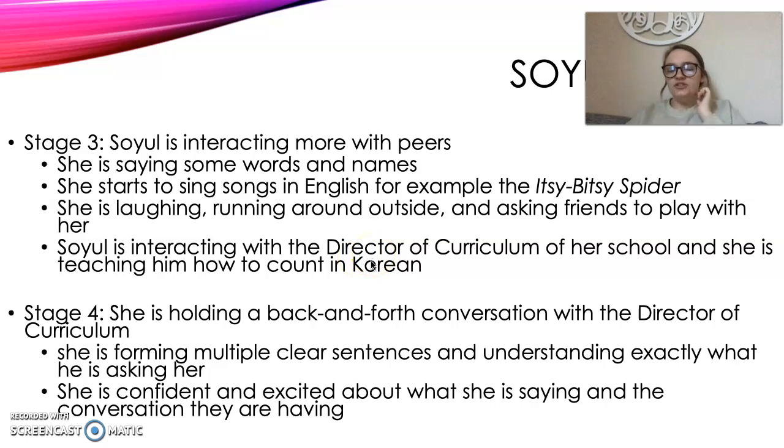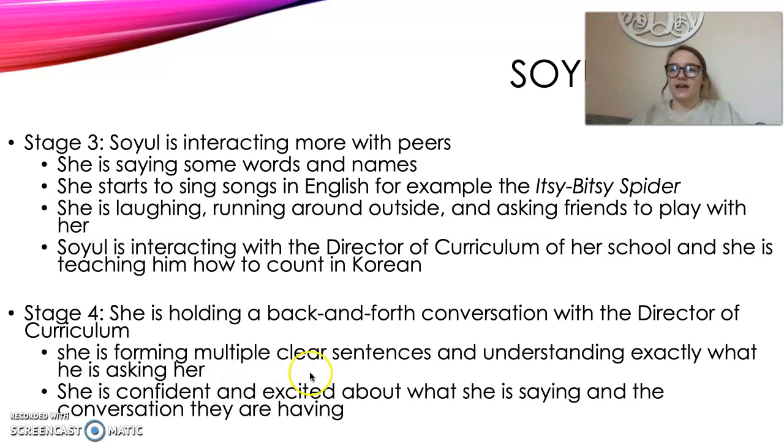And then the last stage they show in video 1 of Soyo is she is having a back and forth conversation with the director of curriculum. So she's talking to him again, furthering that relationship. He's kind of asking her about her home life and about like ballet, because that is something she clearly likes and he knows that about her. So they're having a conversation about that, and she's forming multiple clear sentences, understanding exactly what he is asking her.